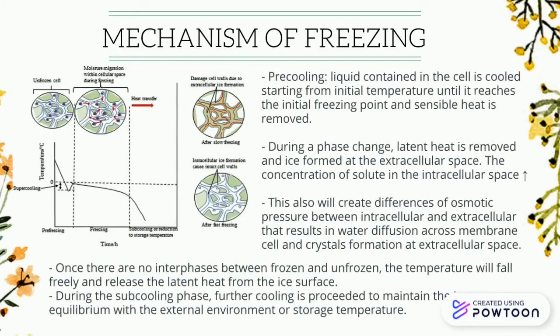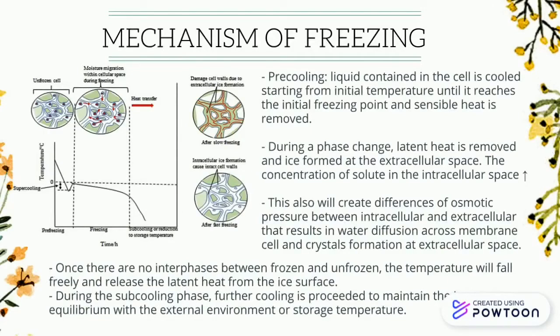So there is an illustration of the freezing of a plant cell. Firstly, the plant cell will go through pre-cooling. Pre-cooling is where the liquid contained in the cell is cooled starting from the initial temperature until it reaches the initial freezing point and sensible heat is removed. During a phase change, latent heat is removed and ice forms at the extracellular space.